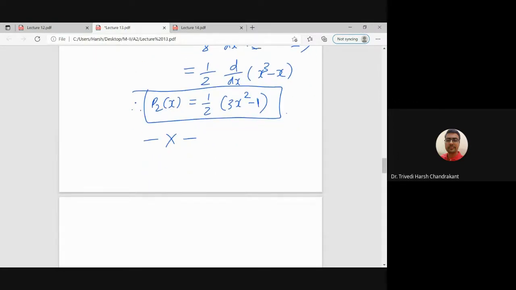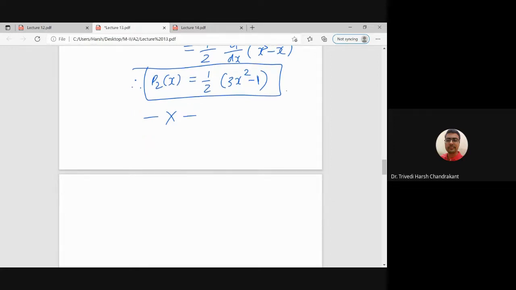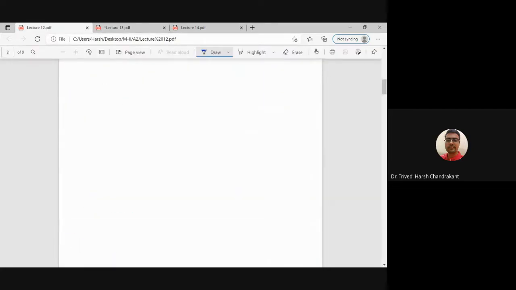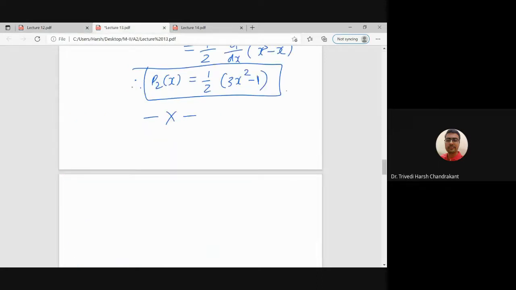Now the question is, we have seen that in linear algebra, if we have linearly independent vectors, then we can find orthonormal vectors, right? So the question here is whether the solutions obtained of the Legendre equation are orthogonal or not. Right, so the solutions of the Legendre equation for p equals n are the Legendre polynomials if they satisfy pn of 1 is 1. Right, so let us check whether these solutions are orthogonal or not.